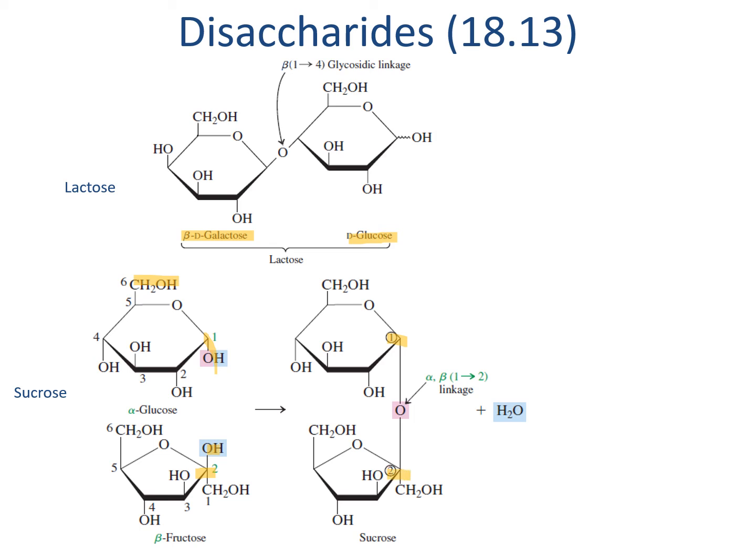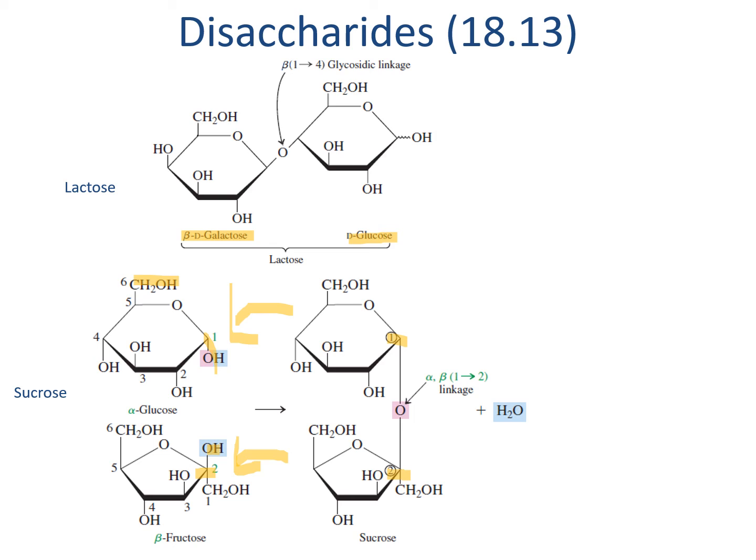there's no reducing end, there's no end that's a hemiacetal, and sucrose is considered a non-reducing sugar. But when we hydrolyze sucrose, it converts back to the monosaccharides, glucose, and fructose, which both have hemiacetals and are therefore reducing.